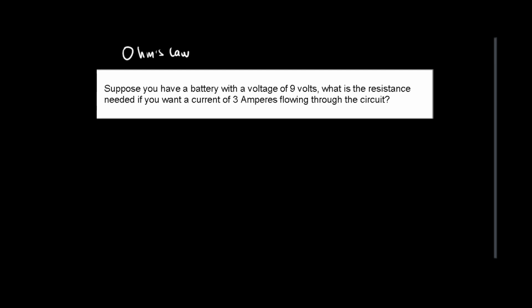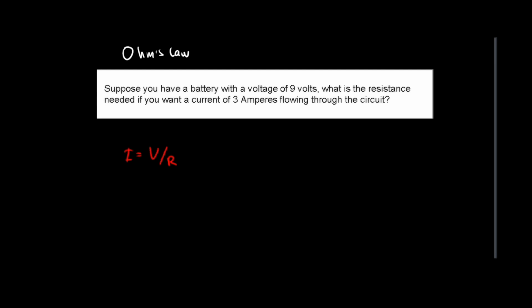Suppose you have a battery with a voltage of 9 volts. What is the resistance needed if you want a current of 3 amperes flowing through the circuit? In this problem, you are asked to find the resistance. Using Ohm's law, we can calculate the resistance needed. We just need to solve for R in the formula.